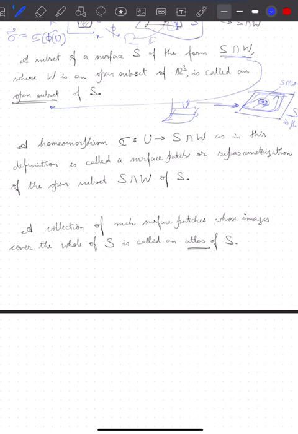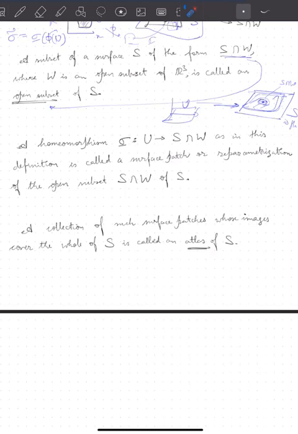Okay, so that's how we can use the same surface patch but different transition maps. Now the fourth point says that a collection of all such surface patches whose images cover the whole of S is called an atlas of S. That's just a definition. So by stitching all those locally flat regions we construct a surface, and the collection of all those surface patches forms an atlas.